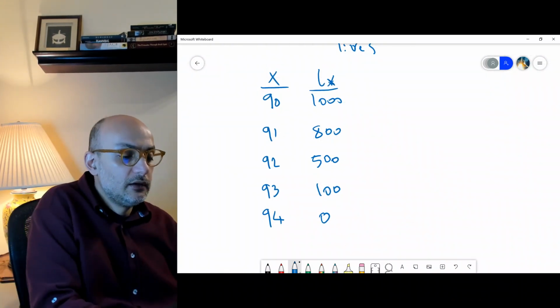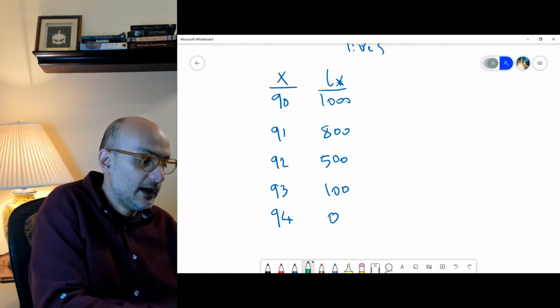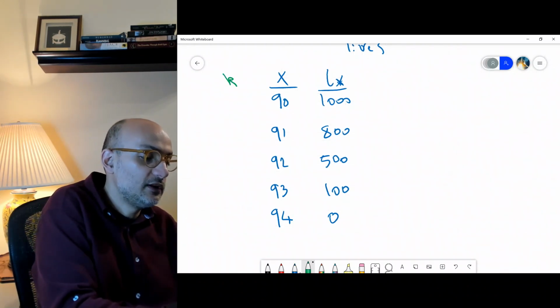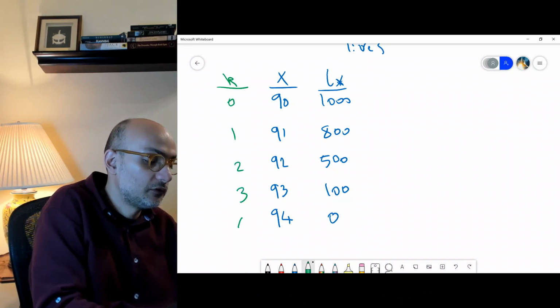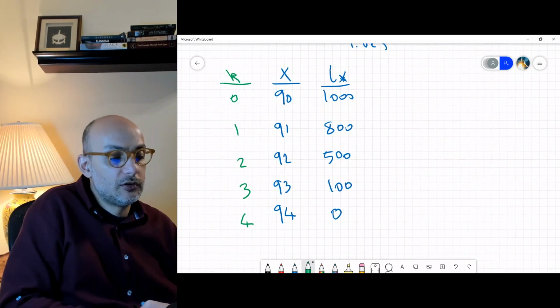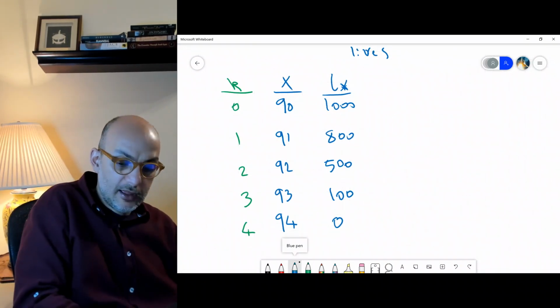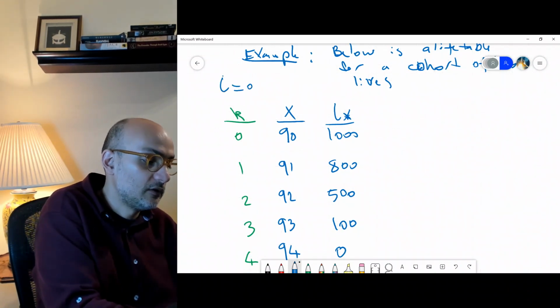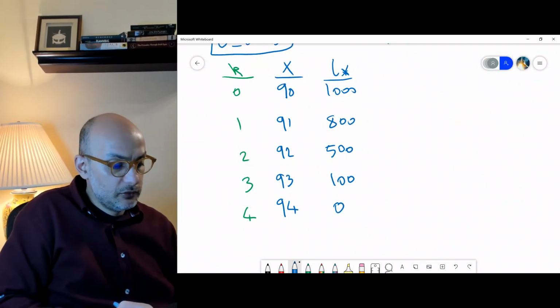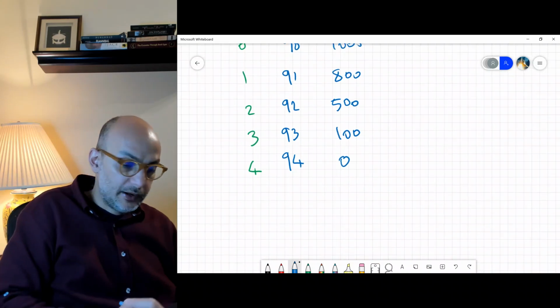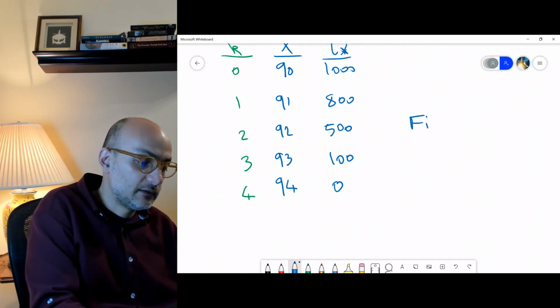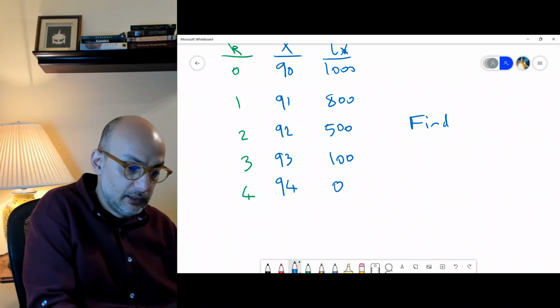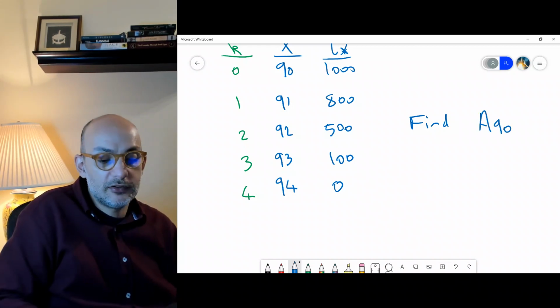Since we're starting from age 90, you can add another column to help us. Let's call it K: 0, 1, 2, 3, 4. Let's say the interest rate i is given to us as 0.5%. It's given in the question. We have a few questions to answer here. We are asked to find A90.